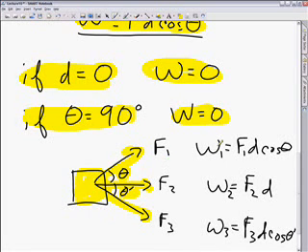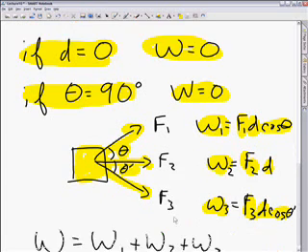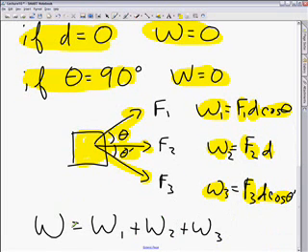So if we're calculating the work, the work from force 1 is F1 d cosine theta. The work from force 2 is F2 times d, since it's parallel, it's the cosine of 0 degrees, which is 1. For F3, the work caused by force 3 is F3 d cosine theta. Now, when we want to find the total work done, we can just sum these up. So the total work done, capital W here, is work 1 plus work 2 plus work 3.